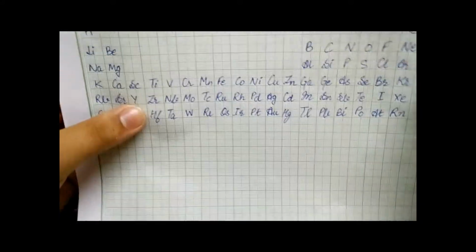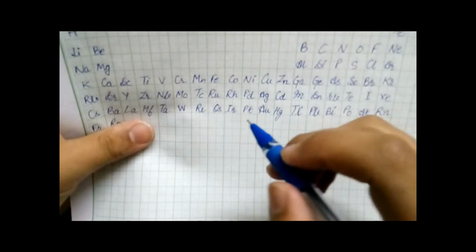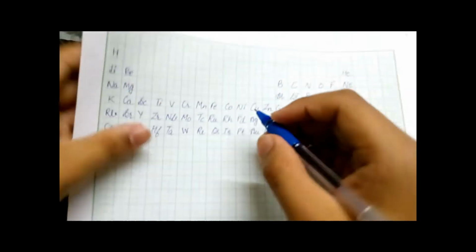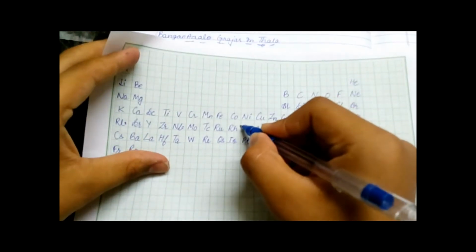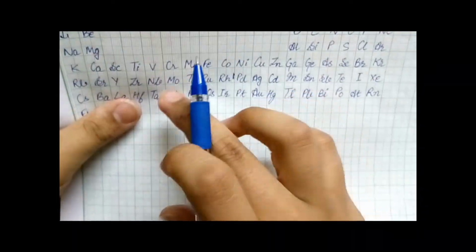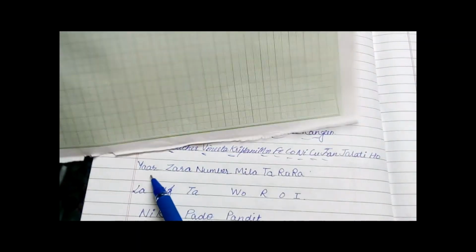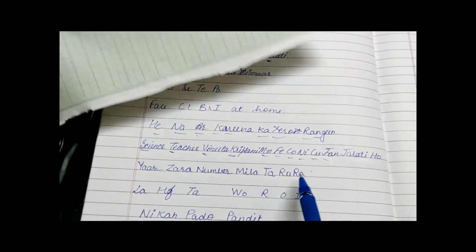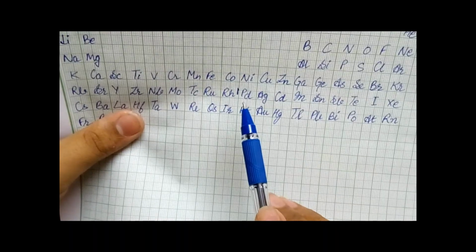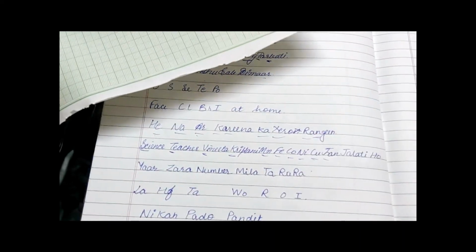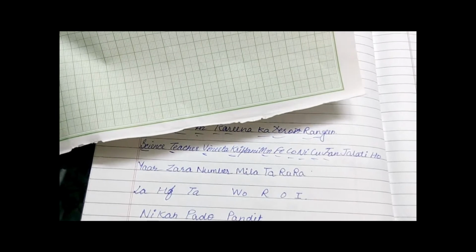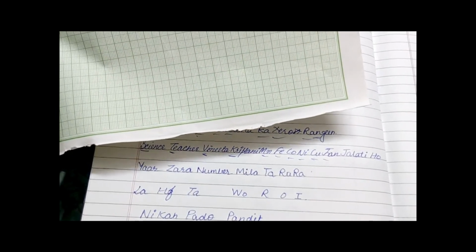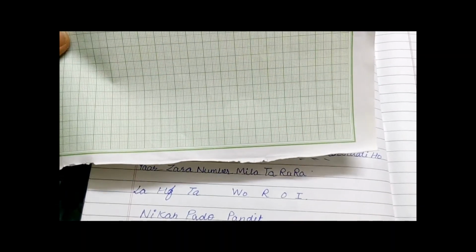Then let us come to the next period, and in this period we'll be learning it by making it in two halves. Till this one I will first tell you. Till this one the elements can be remembered by the way yaar zara number mila tarara. You can also remember it by tarura if you like, because one is Ru and one is Rh. And the name of the elements are yttrium, zirconium, niobium, molybdenum, technetium, ruthenium and rhodium.